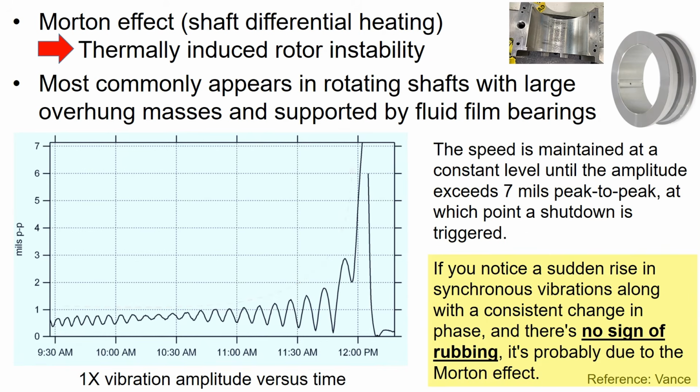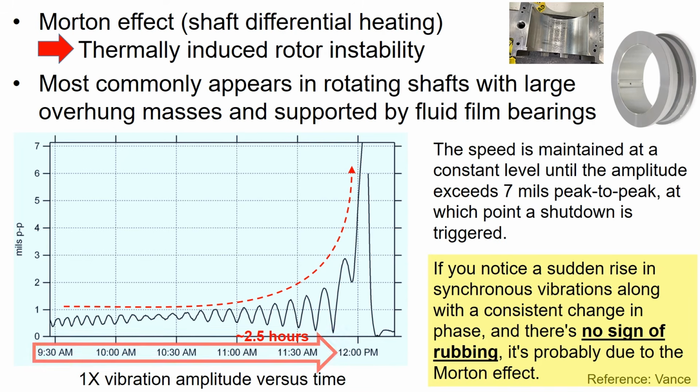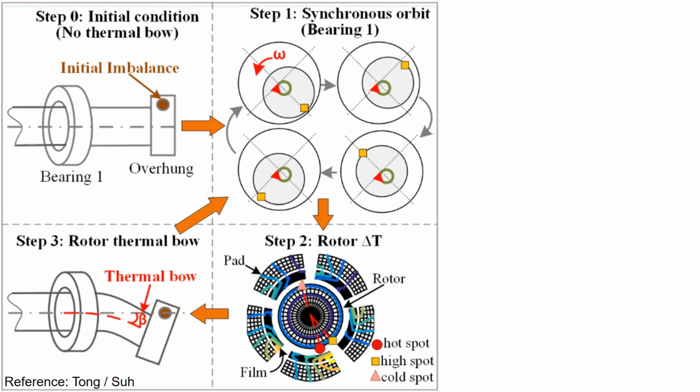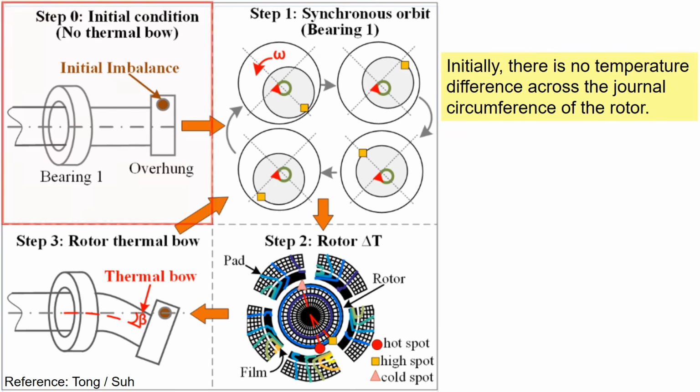If you notice a sudden rise in synchronous vibration along with a consistent change in phase and there is no sign of rubbing, it's probably due to the Morton effect. Please be aware that it required over 2.5 hours of machine operation for significant amplitude motion to appear. So why is this happening? Let's look into this schematic.